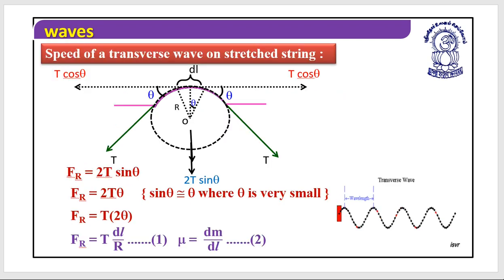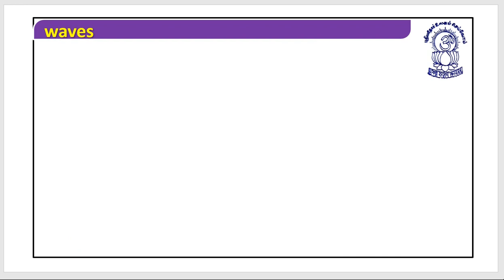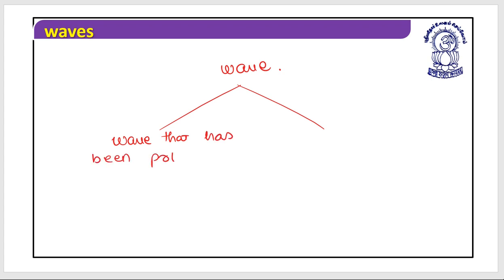Now we are going to discuss the speed of a transverse wave on a stretched string. Let's see how we will do this. Whatever we are going to study, basically we are going to discuss two waves. One is the wave that has been produced in a stretched string.